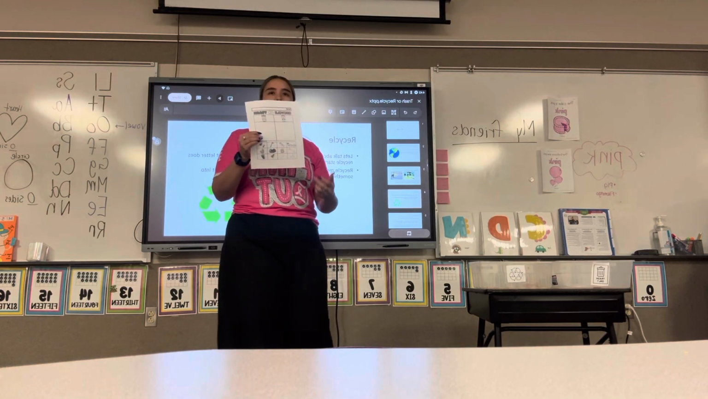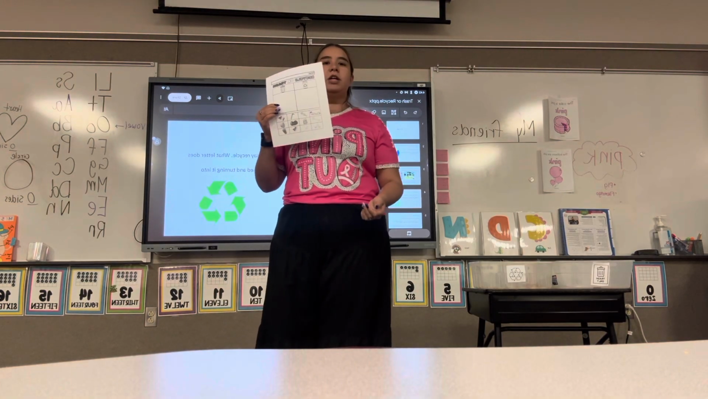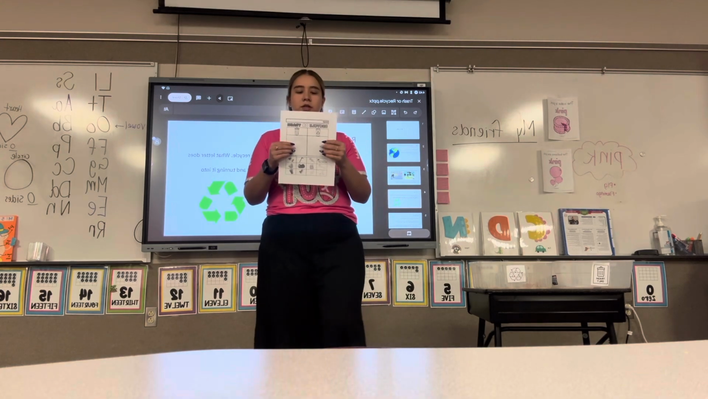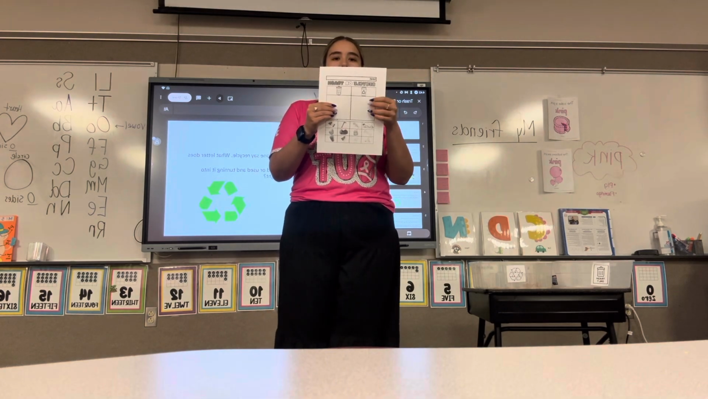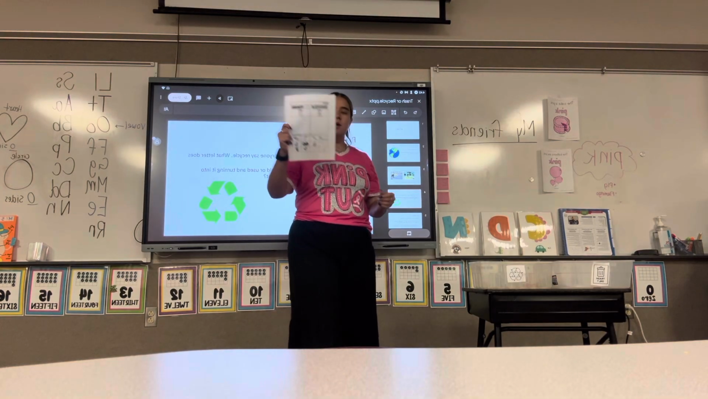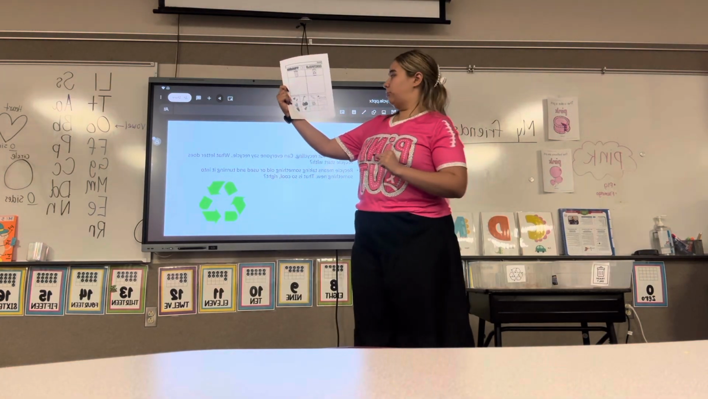So the first thing you're going to do is color your pictures. Then you're going to get your scissors, you're going to cut all the dotted lines, and then you're going to glue them. You're going to sort them. If they're on the recycle side, you put them on the recycle side. If they're trash, you put it on the trash side. Ms. B is going to do 2 examples with you, okay?